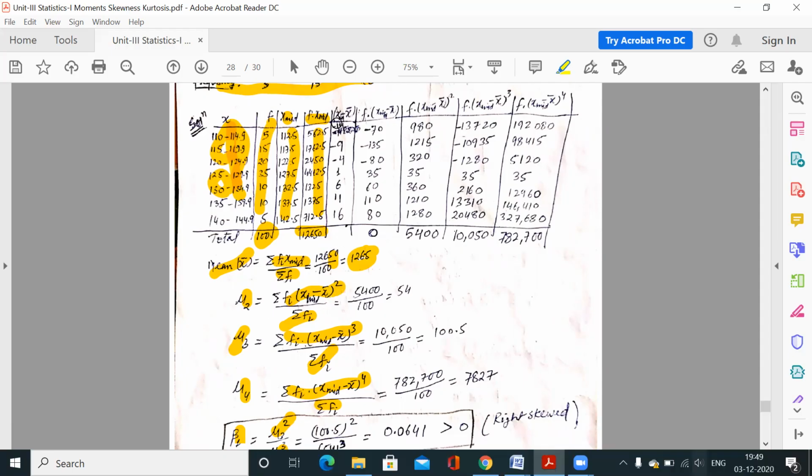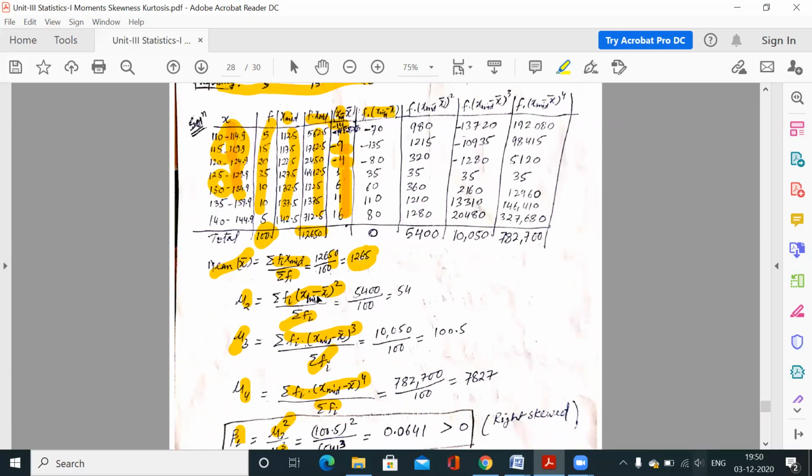So first calculate the X mid minus X bar. So X mid means 112.5 minus X bar. X bar is 126.5. So 112.5 minus 126.5, it is minus 14. 117.5 minus 126.5 is minus 9. 122.5 minus 126.5 is minus 4. So these are negative values. 127.5 minus 126.5 is 1. So like this, this is the difference. Now square.